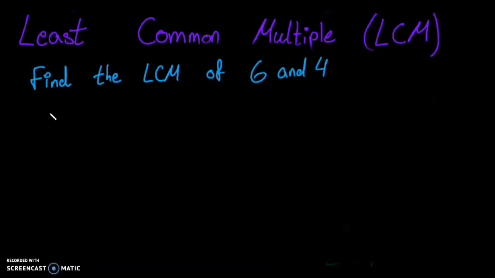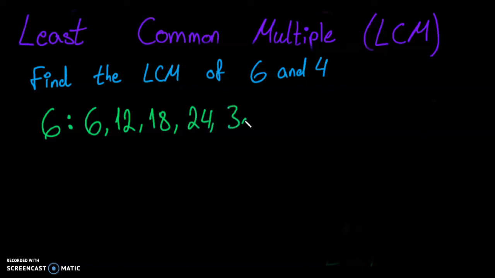Now, let's try to find the LCM of 6 and 4, or the least common multiple of 6 and 4. We would start with 6. We start with 6 times 1. 6 times 1 is 6. Then 6 times 2, 12. 6 times 3 is 18. 6 times 4, 24. 6 times 5, 30, and so on.